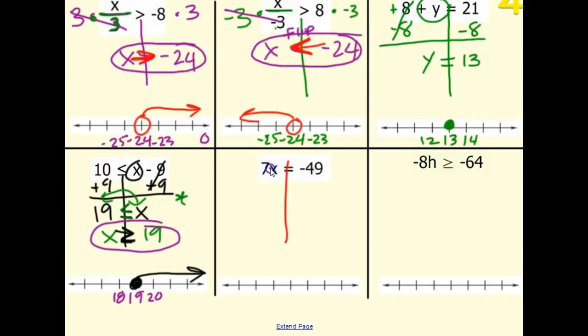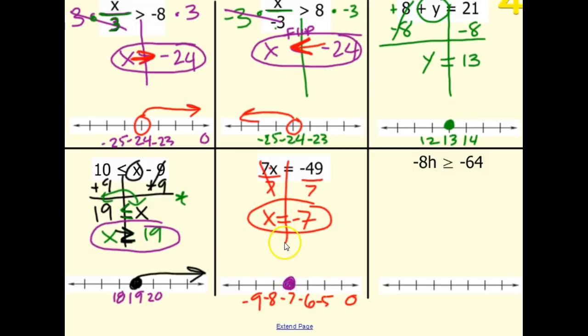Next one, we have multiplied by 7, so I need to divide by 7. So we have x equal to, and then 7 times 7 is 49, but this is negative, so it's a negative 7. Going away is more negative, and then towards 0 would be going down, or negative 6, negative 5, negative 4. This is just equal to, so again, I tried to trick you. There's no less than or greater than symbol. They don't need an arrow.